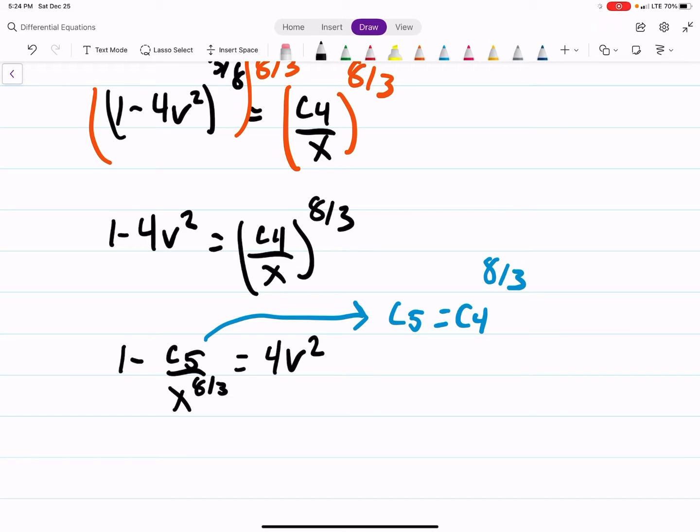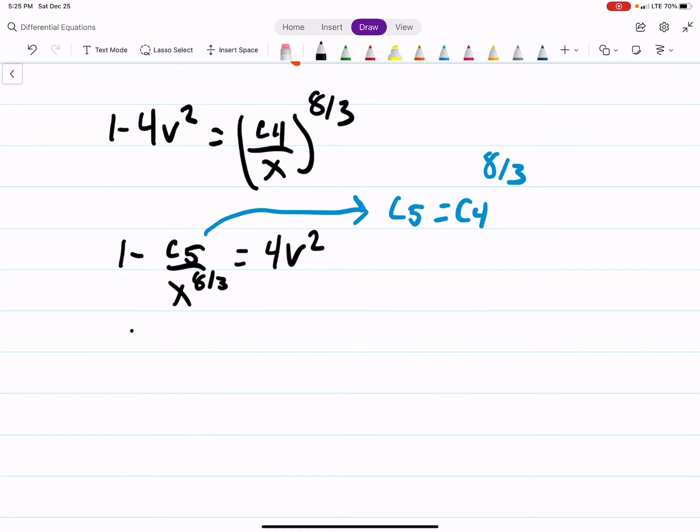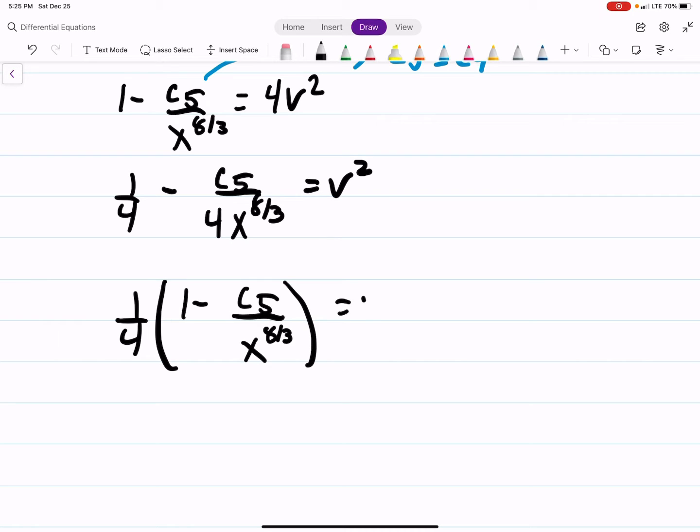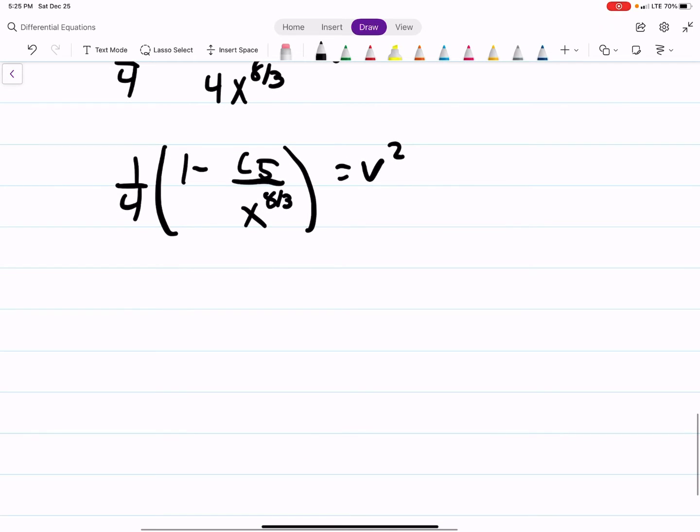You can kind of see why I would rather just keep it as C. It gets a little tedious, but I do want to show all the steps if possible. Okay. Alrighty, so we have that step. Now we can divide everything by 4. You could factor out a 1/4, of course. And then if we take the square root of both sides, v is 1/2 the square root of 1 minus C5.